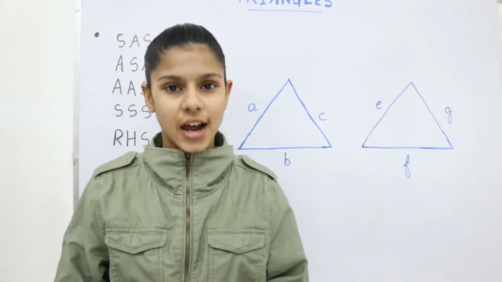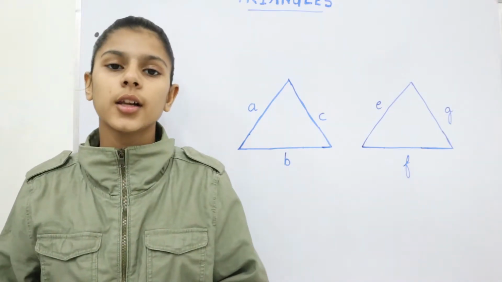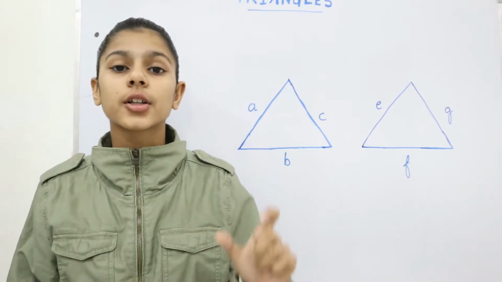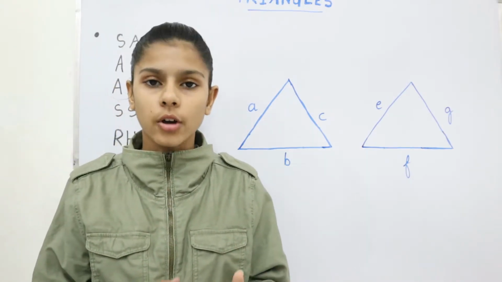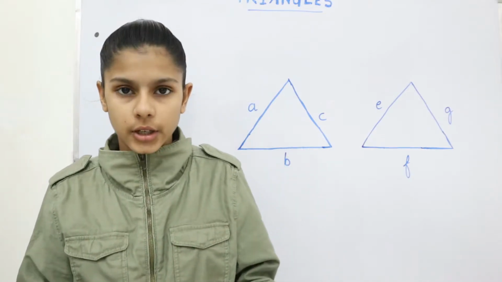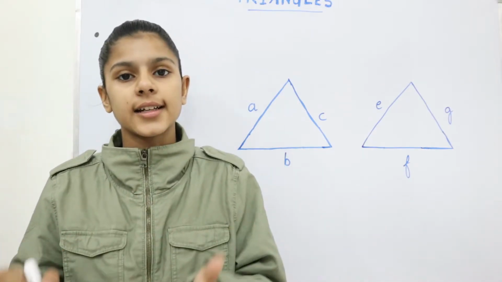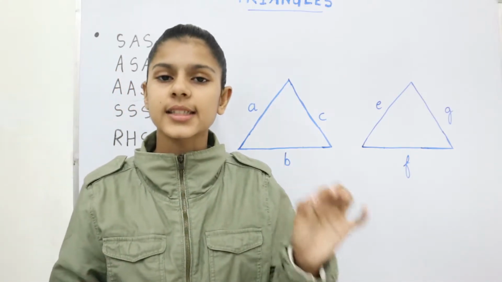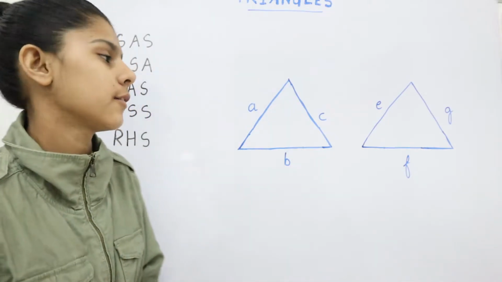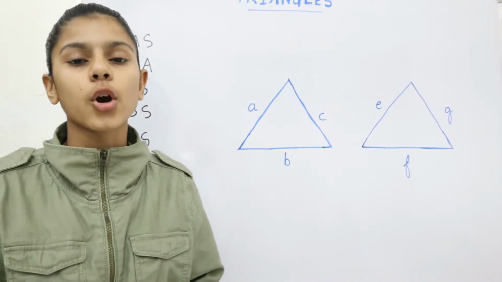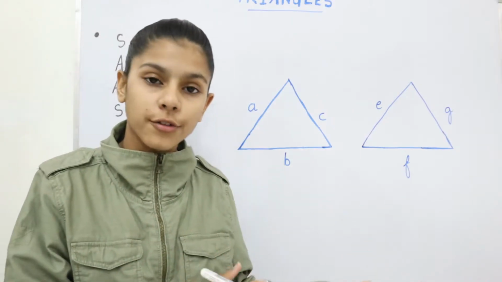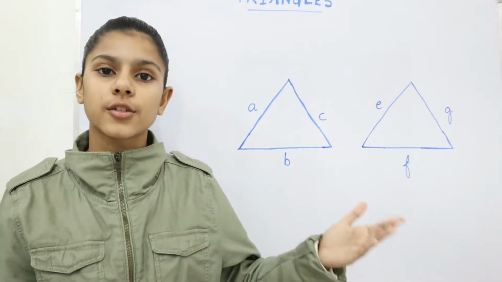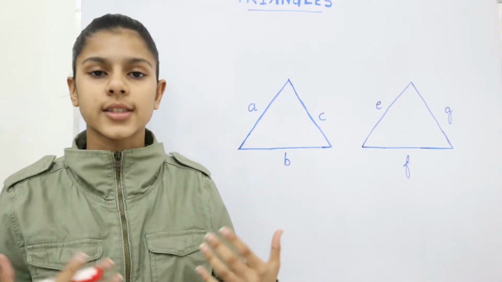So friends, now let's start with the congruence rules of a triangle, when two triangles are congruent. What is the meaning of the word congruence? Congruence means that when two figures have the same size and same shape, then both the figures will be congruent. So here we are talking about the congruence of triangles. There are total 5 criteria, or you can say rules, for congruence of triangles.